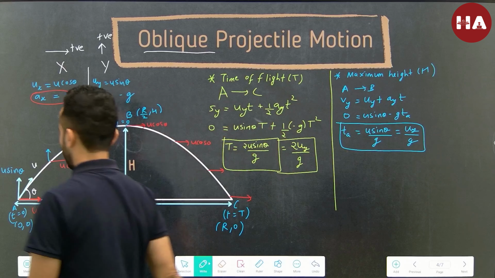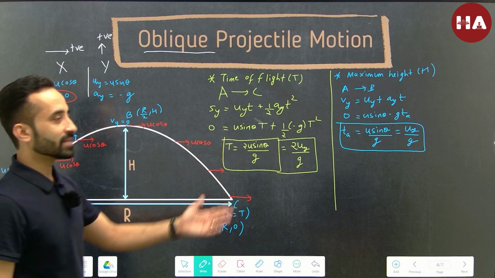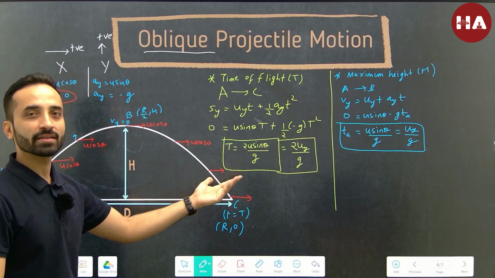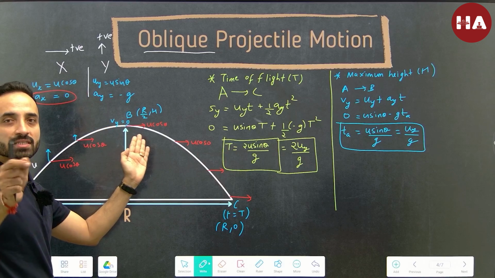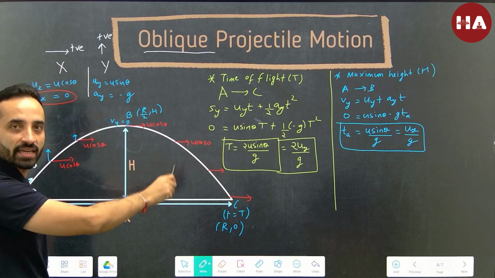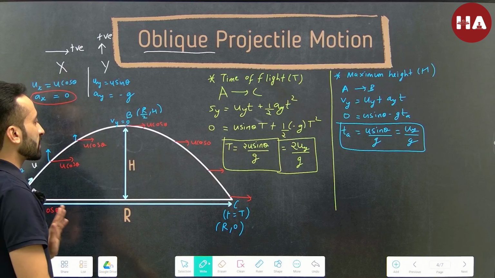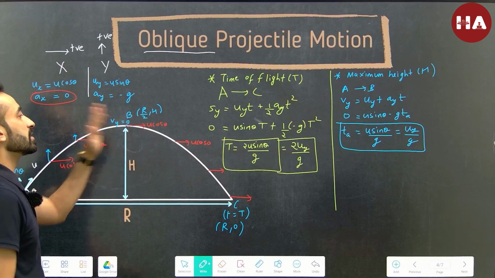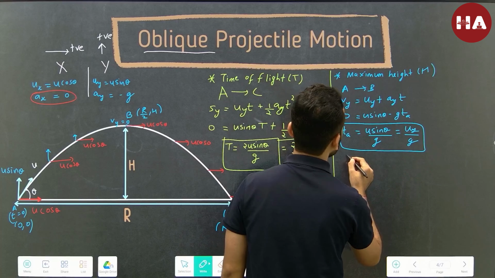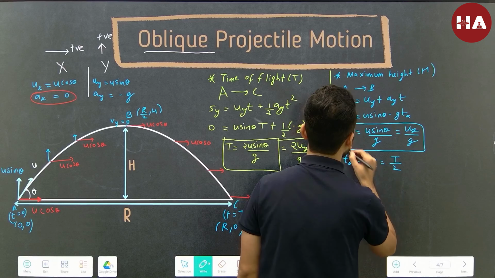Copy this down. If you've done that, you must be realizing that this time is just half of the total time. So what does that mean? That means A to B just takes half the time of what it takes from A to C. The time of ascent is equal to the time of descent from B to C. So we can say the total time is equally divided in the ascent part and the descent part. So this is TA, and this is also equal to TD. So TA equals TD equals T by 2.